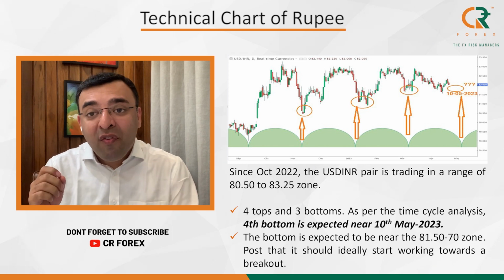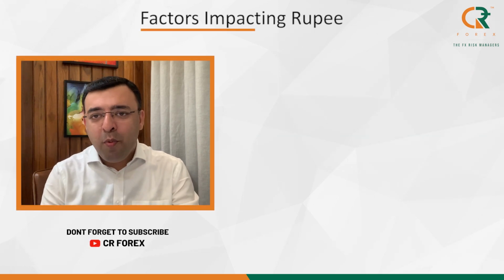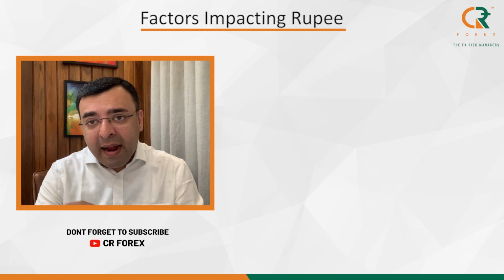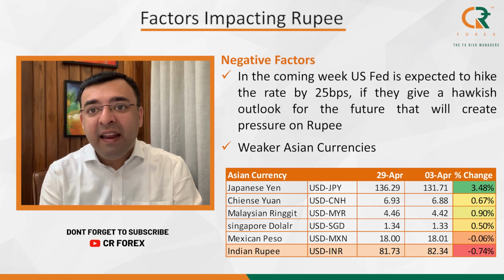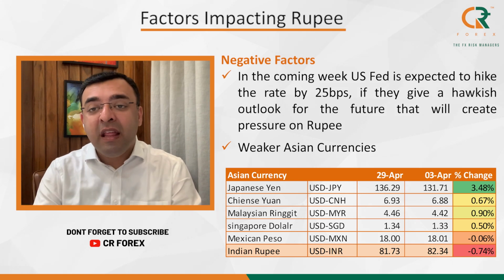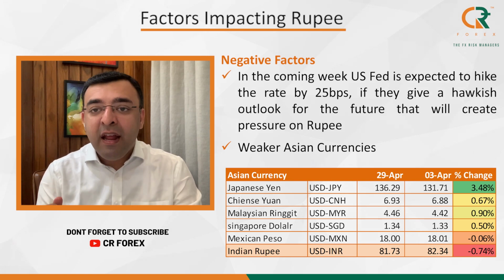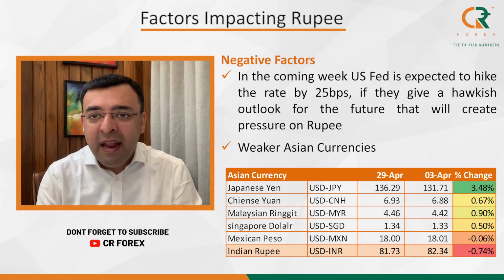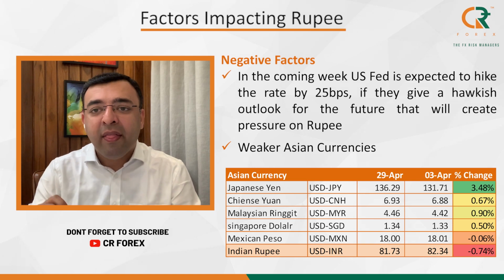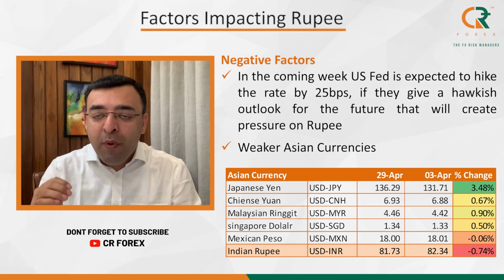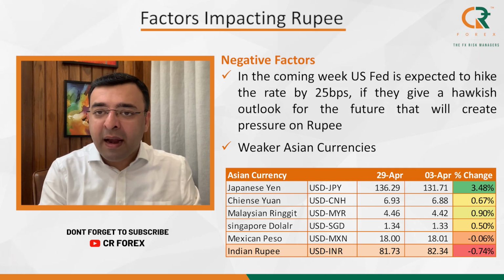Now let us analyze what are the factors which can trigger the rupee upward momentum. In the coming week, the important event is the Fed meeting. The market is expecting that the Fed is going to increase the interest rate by 25 basis points, but they are expecting that in a further meeting they will cut the interest rate. But we are expecting that the Fed will be hawkish in its stand. It will say that they are not going to decrease the interest rate in the coming meeting. If that happens, then the dollar index is ideally moving towards the 103 level, which will keep pressure on all emerging market currencies.